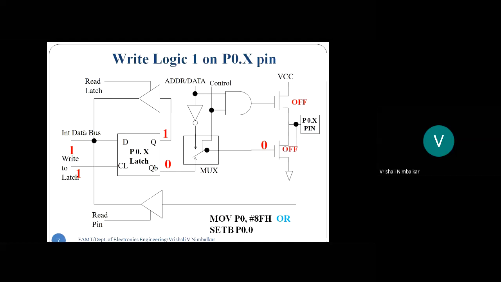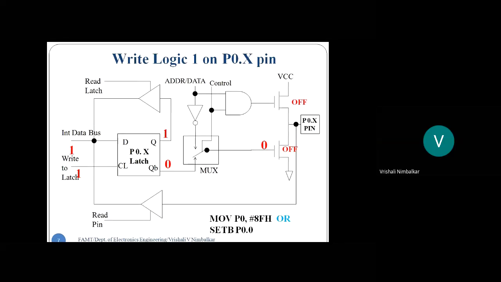Now look here, students. The upper MOSFET was already off. And writing logic 1 turned off the lower MOSFET. That means here also there is an open circuit, and on the upper side also there is an open circuit. So what will be the logic on the pin? The pin is floating.